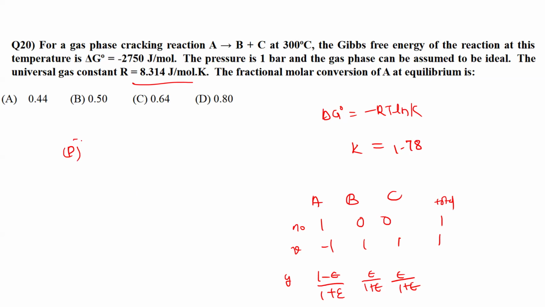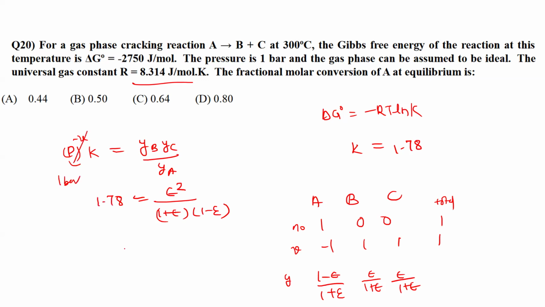Now going to the equation, e to the power minus delta G naught by RT, which is K, equal to y_B y_C by y_A, which is equal to epsilon square by 1 plus epsilon into 1 minus epsilon. And here I have put K equal to 1.78 and P equal to 1 bar. So upon solving this, I will get epsilon equal to 0.8. So the fractional molar conversion of A at equilibrium is 0.8. Okay, right.